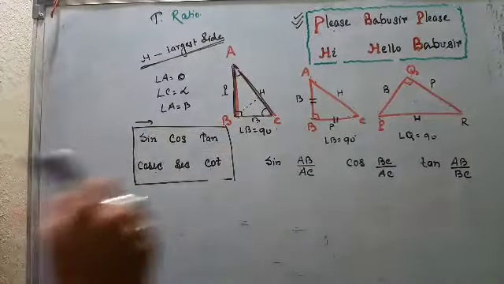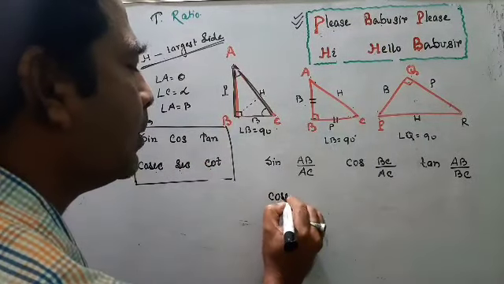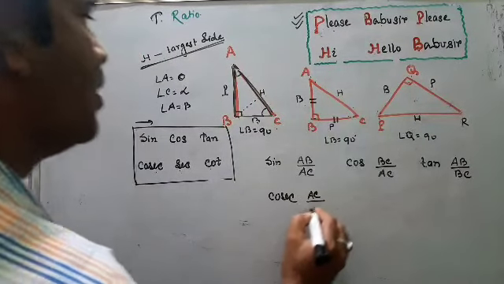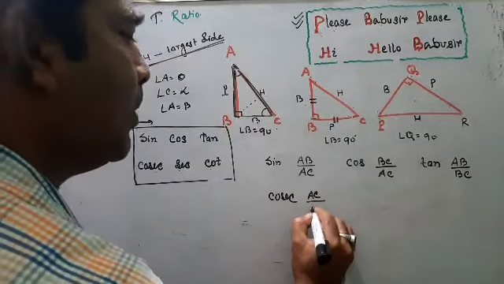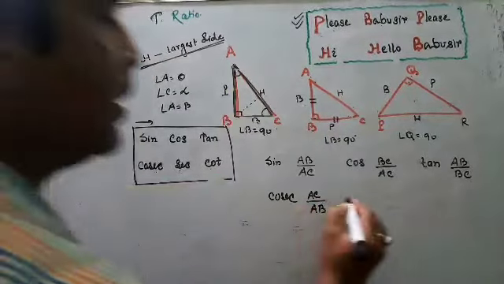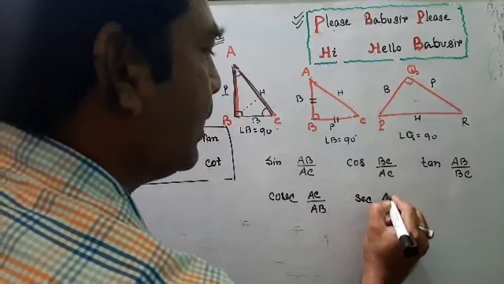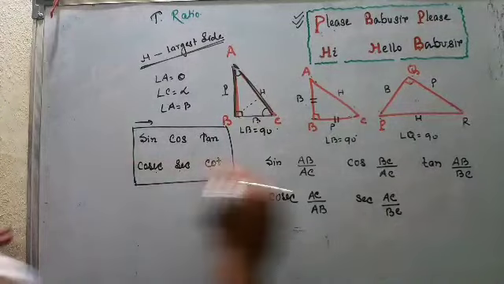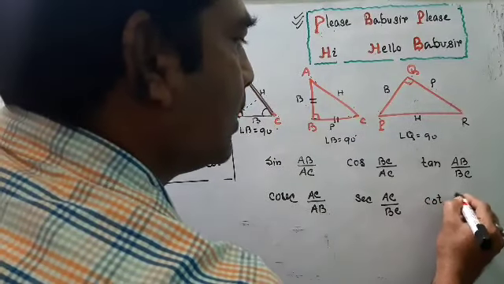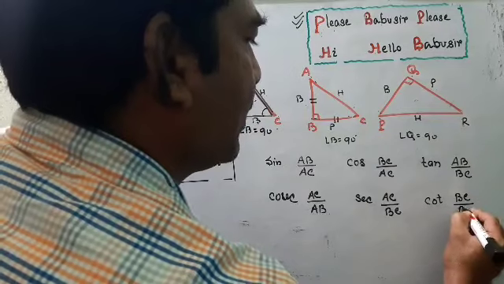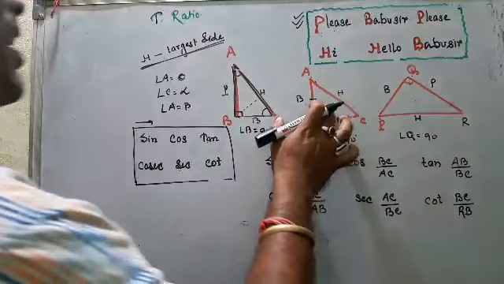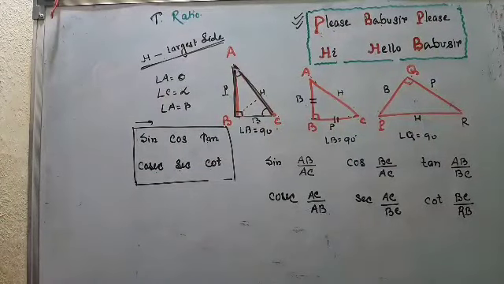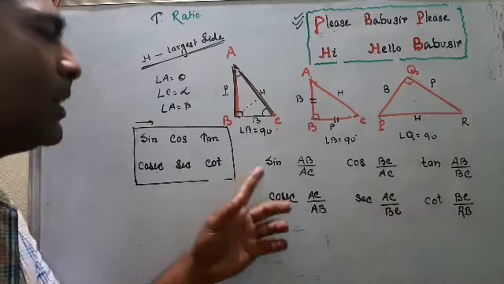The ratio of cosec is AC by AB. The ratio of sec is AC by BC. The ratio of cot is BC by AB. If I consider this triangle or this triangle, I don't use the PQR name, okay? These are the ratios, and this is known as trigonometry ratio.